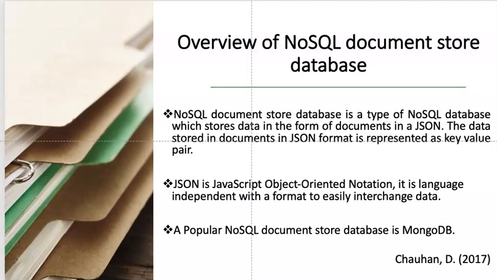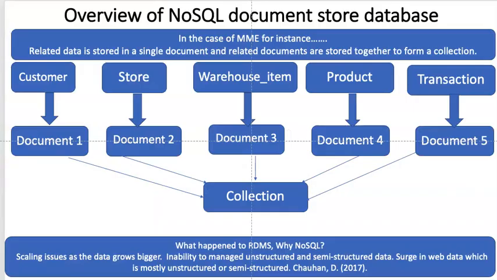It's a type of database which doesn't have a fixed schema, so there is that flexibility to insert novel fields into the document or update the structure of the document as we desire. So the basic concept of a NoSQL document store database is such that related data is stored in a single document, and then related documents are stored together to form a collection.